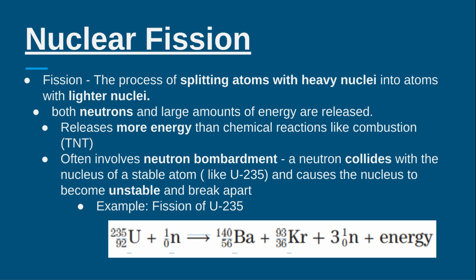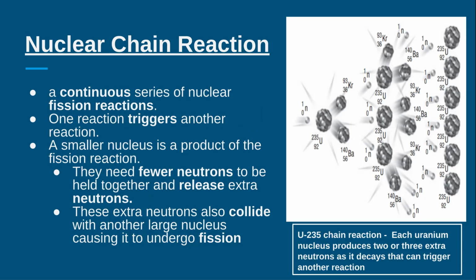These smaller nuclei of barium and krypton don't need as many neutrons to keep their nucleus together, so those extra neutrons get released or emitted as part of this fission reaction.